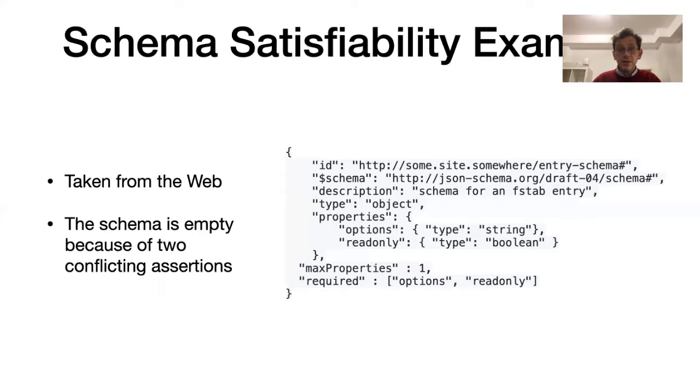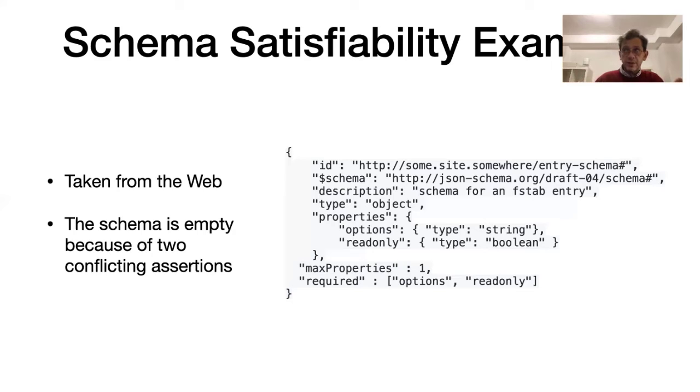This is a practical example coming from the web. In this case, we have the description of an object with two properties, options of type string and read-only of type boolean, and we have two conflicting assertions. We require that objects have only one property through the max properties assertion, and then we are stating that both properties are mandatory in all objects. So we have a conflict, and then we have an empty schema.